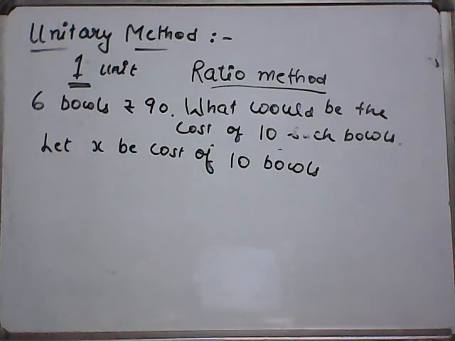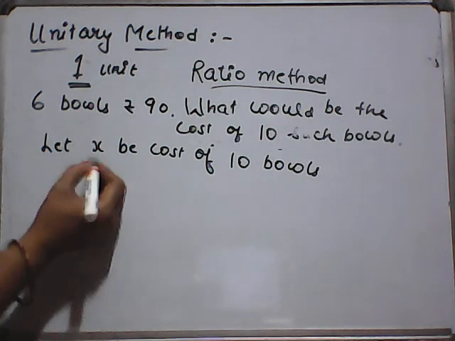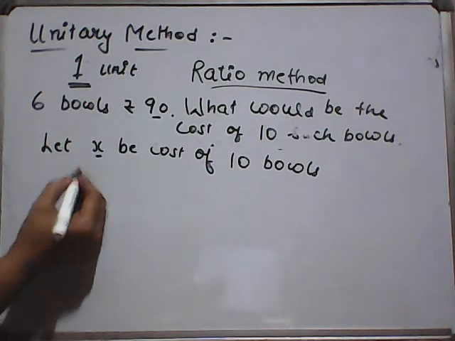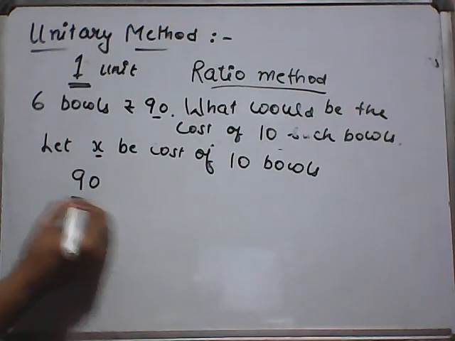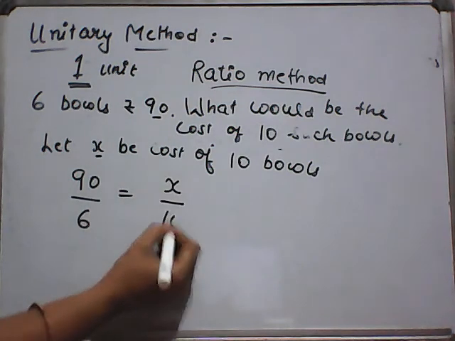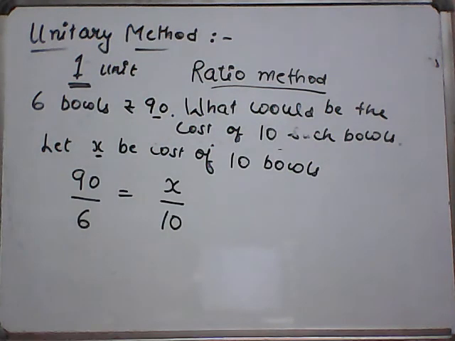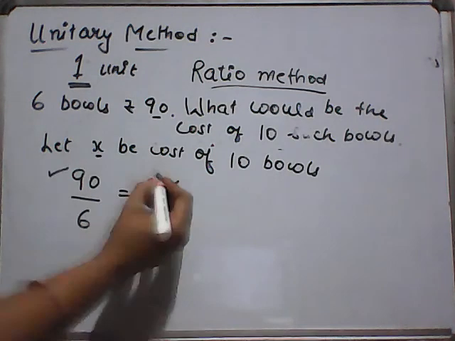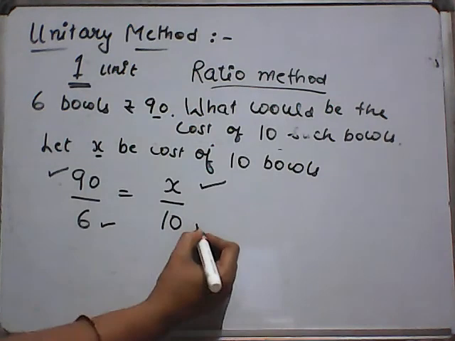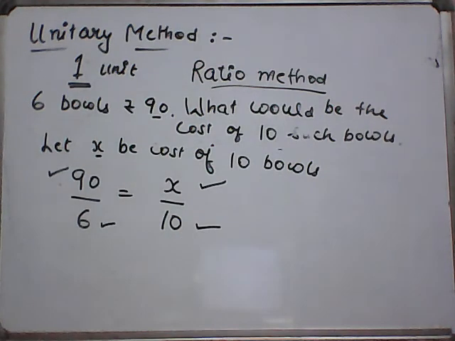Here let X be the cost of 10 bowls. Here cost is 90. Cost divided by unit. In ratio, we have discussed cost in rupees, cost in rupees. Here 6 bowls, it is bowls. So we can find out the cost of 10 bowls by using the ratio method.